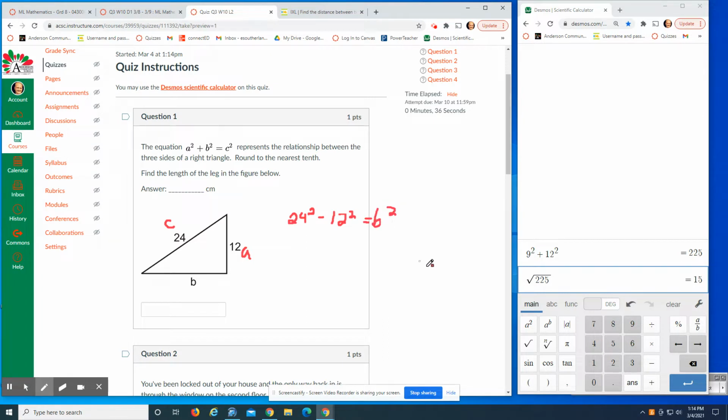And so we're going to type that into the calculator. And we'll see that it is 24 squared minus 12 squared. And then we want to take that answer and do the square root of 432. And then we want to round to the nearest tenth. So again, we see that it is 20.78. And because this is 8, we're going to make this 20.8. So we're going to type in 20.8.